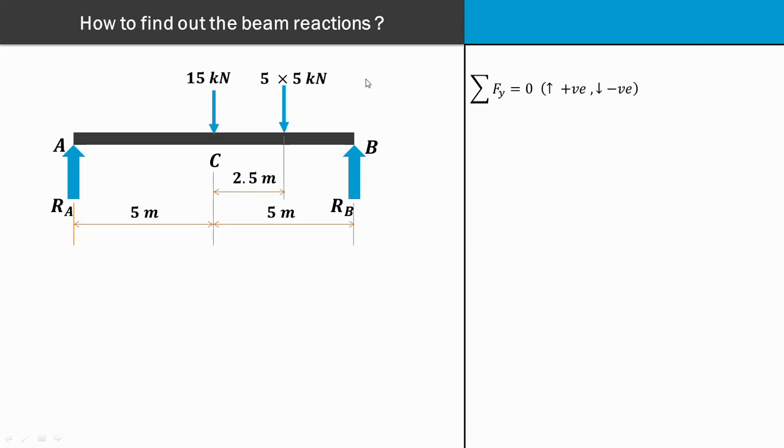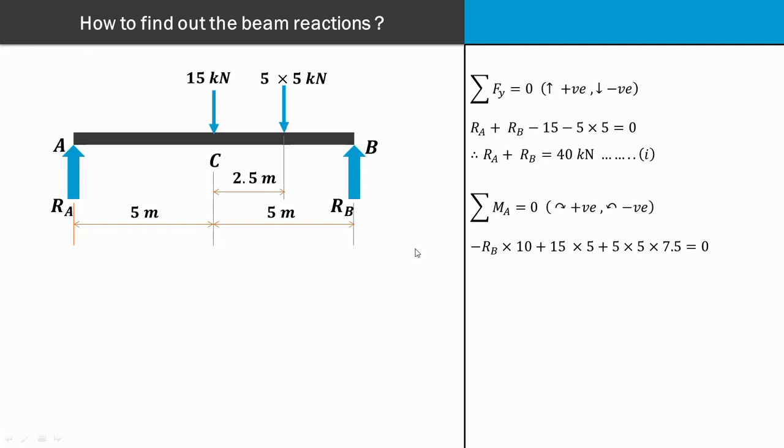The first condition is summation of forces in y direction is equal to 0. Upward forces are considered as positive, whereas downward forces are considered as negative. RA and RB, these are the reactions which will support this downward acting load. So they are acting in the upward direction and hence they are positive. Whereas these particular loads 15 kilonewton and 5 into 5 kilonewton, they are acting in the downward direction and hence they are negative. So RA plus RB is equal to 40 kilonewton because this is minus 15 and this is minus 25, that is minus 40, and that minus 40 when we transfer it to the right hand side, it will become plus 40 kilonewton.